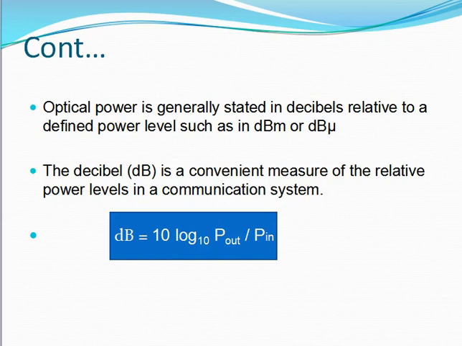This optical power can also be stated in terms of decibels relative to a power level, such as dBm or dBµ. The decibel is a convenient measure of power level in communication systems. So if you want to calculate the decibel, you can use this equation.